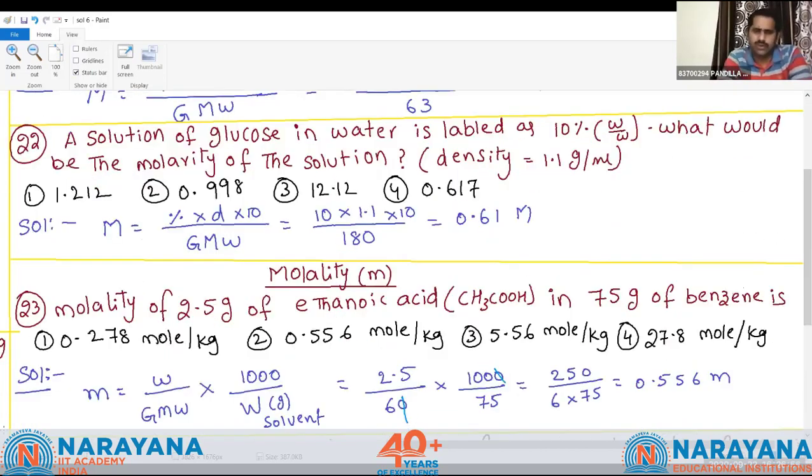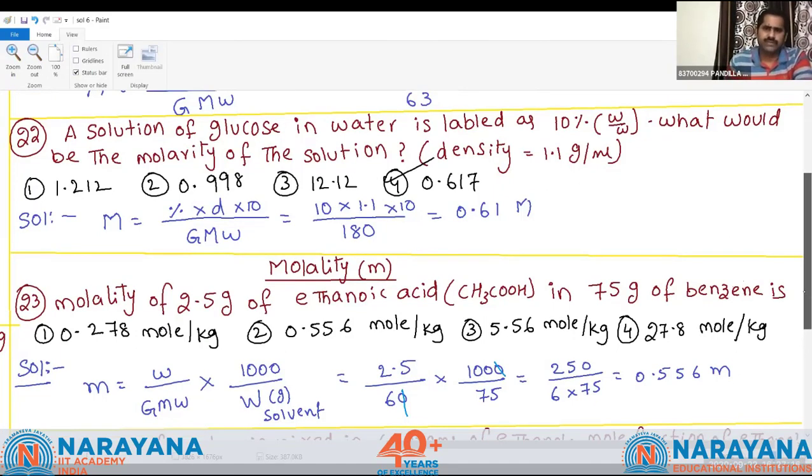Now the 22nd question. A solution of glucose in water is labeled as 10% weight by weight. What would be the molarity of the solution? The density is also given, 1.1 gram per ml. The formula is molarity equal to percentage into density into 10 by gram molecular weight. Substituting all the values, including the gram molecular weight 180, we got the answer 0.61. Option 4.